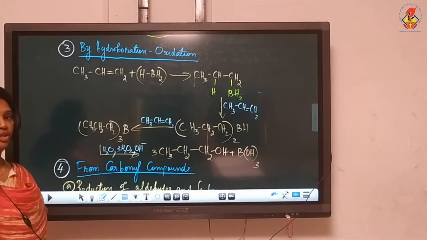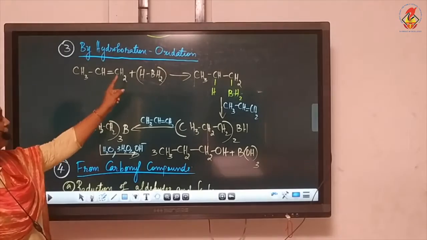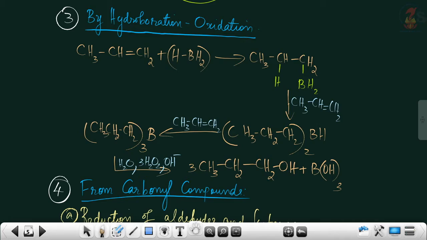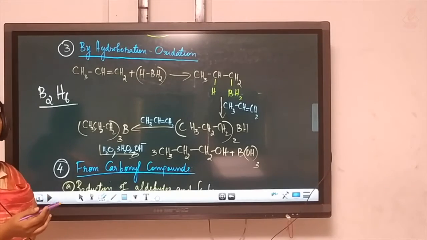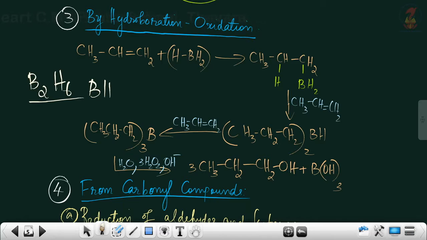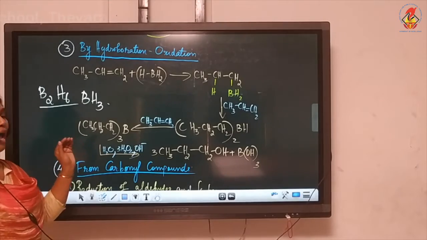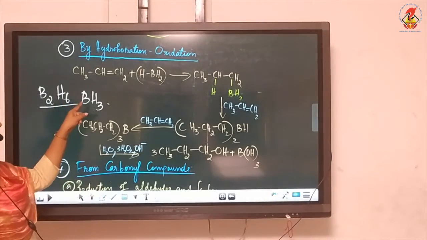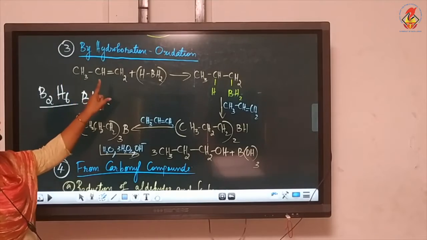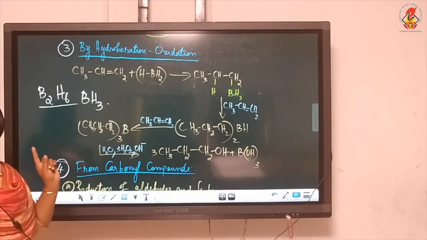Next method for the preparation of alcohol is by hydroboration oxidation reaction. In 11th, we have learned about diborane. The formula of diborane is B2H6. And diborane is the dimer of borane. The formula of borane is BH3. So, we are going to prepare alcohol from borane, and the method is called hydroboration oxidation reaction.